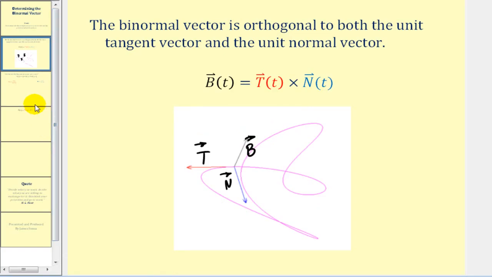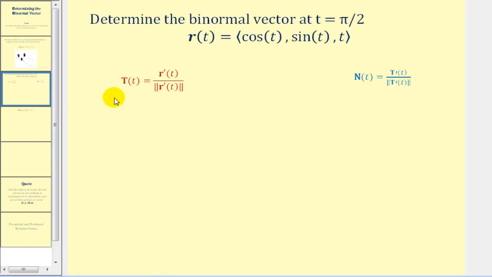Okay, so let's see if we can determine a binormal vector. Here we want to determine the binormal vector at t equals pi over 2 for the given vector-valued function. So we know we have to cross T of t and N of t, so we first have to determine these two vector-valued functions. Let's do that.